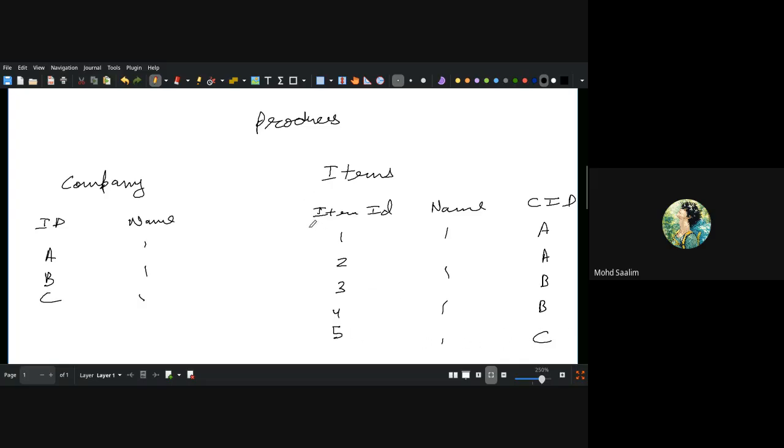You know why I'm able to do that confidently? Because it is a one to many relationship. I am 100% sure that from the company side, there is only one cardinality. There cannot be multiple companies associated to the same item. That's why I'm able to store this company ID here, right?